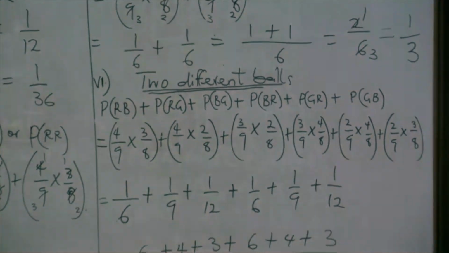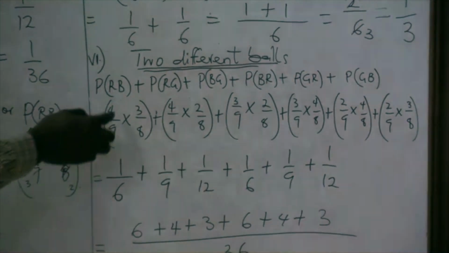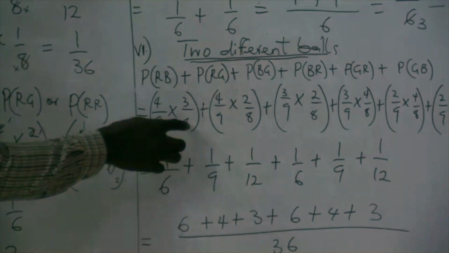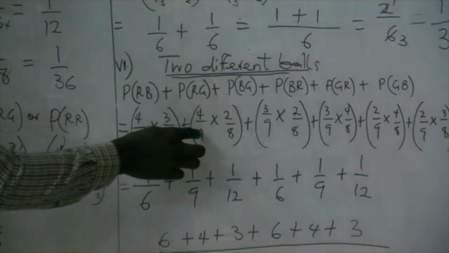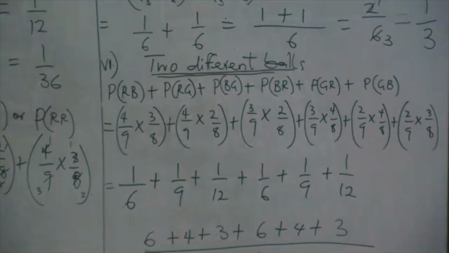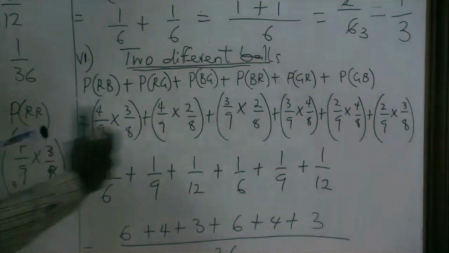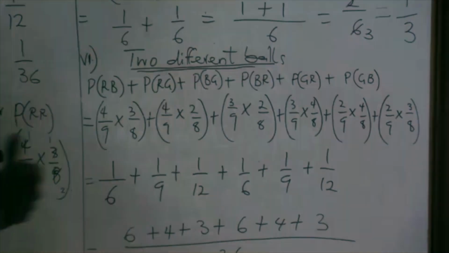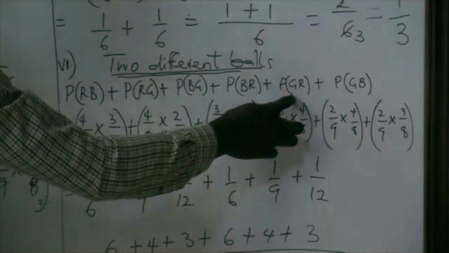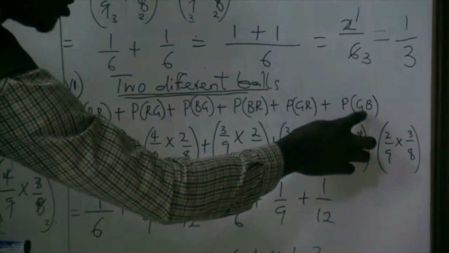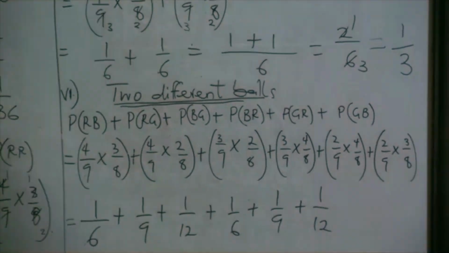By simplifying, 4 over 9 for red times 3 over 8 for black, plus 4 over 9 for the red balls times 2 over 8 for the green ball, plus 3 over 9 for the black ball times 2 over 8 for the green. Just like that: 3 over 9 times 4 over 8 for this, 2 over 9 times 4 over 8 for this, 2 over 9 times 3 over 8.